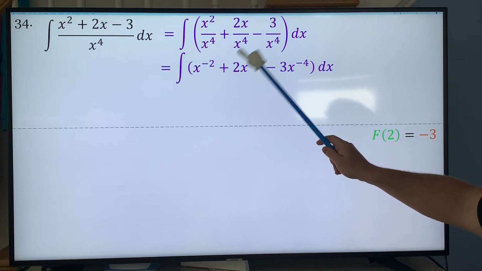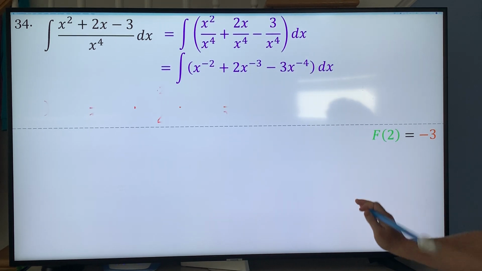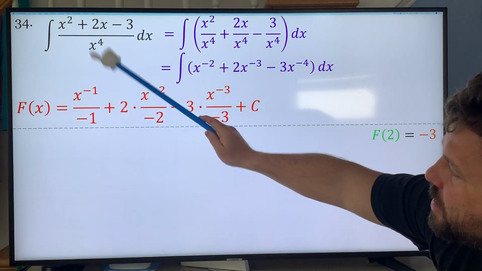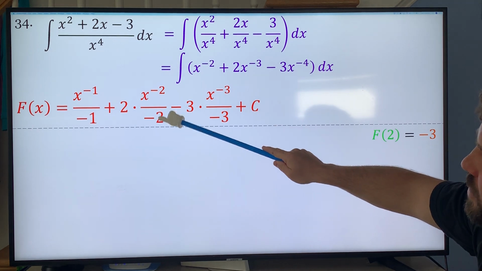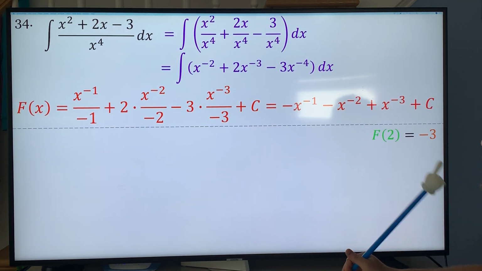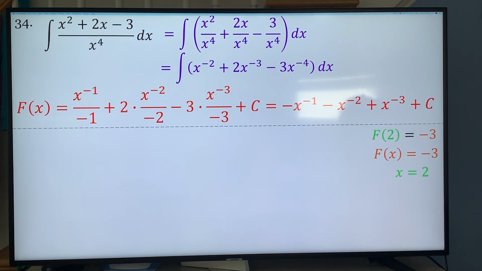Derive. Negative 1, negative 2, negative 3. This becomes negative x to negative 1. 2 divided by negative 2 is negative. Negative 3 divided by negative 3 is a positive. So it comes out pretty nice, right? F of x is negative 3, x is 2.